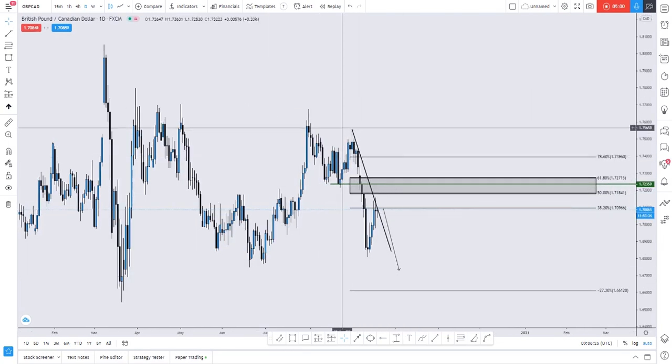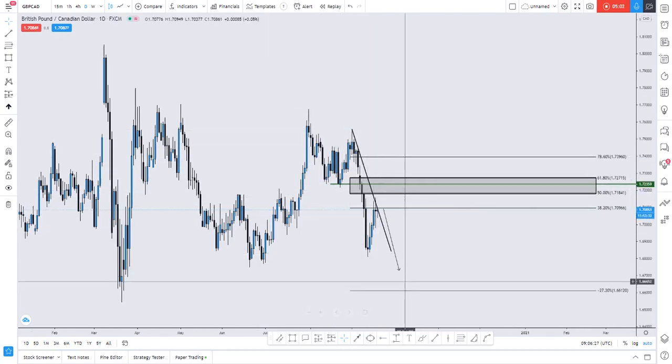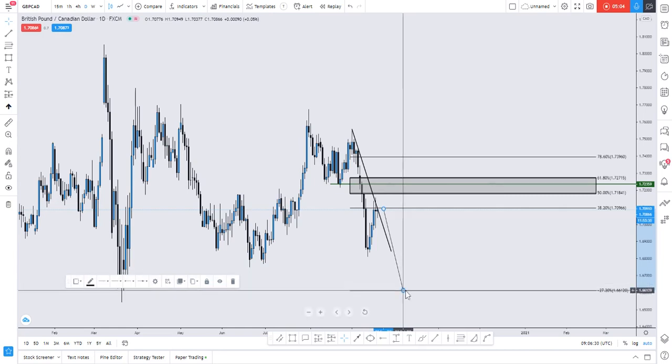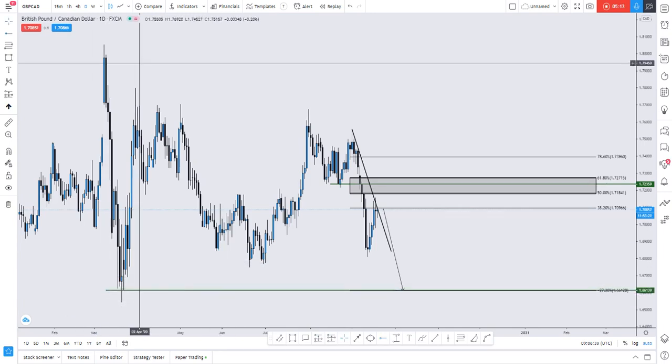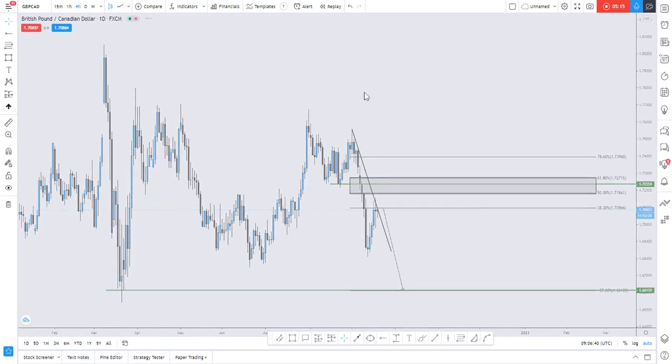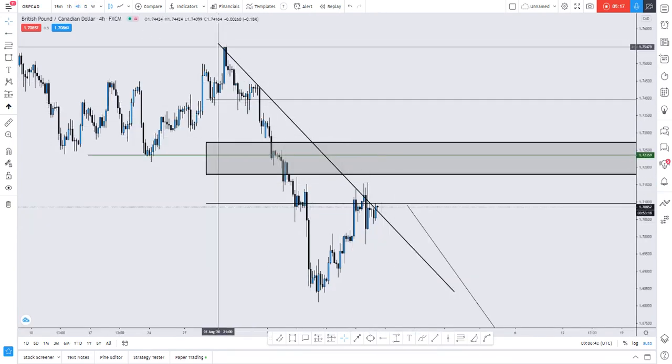So we expect this is an impulse, this is a correction, so we expect the next impulse back into the minus 27.2 fib level, which aligns perfectly with the previous area of structure. Nice and massive target. So to the 4 hour time frame now.